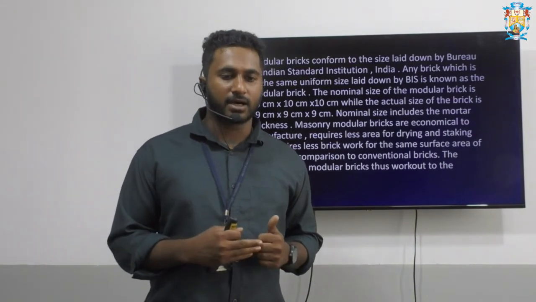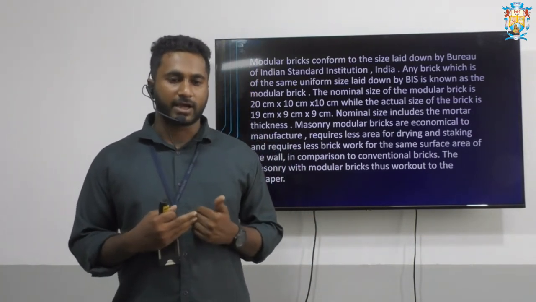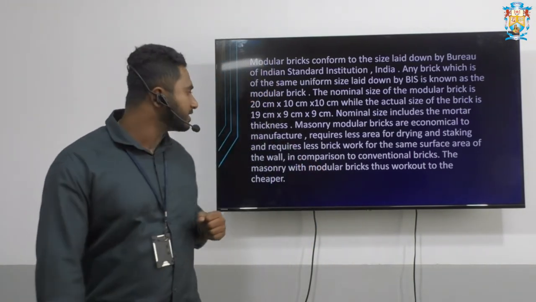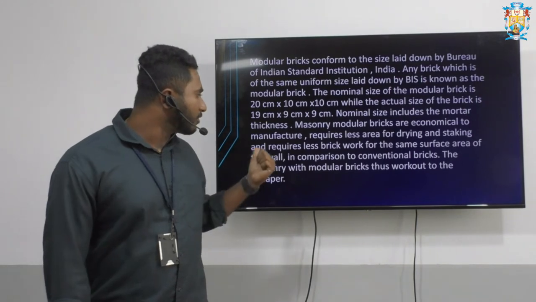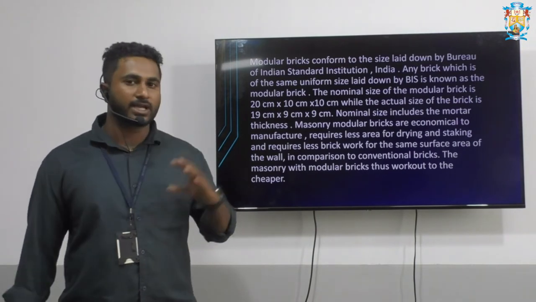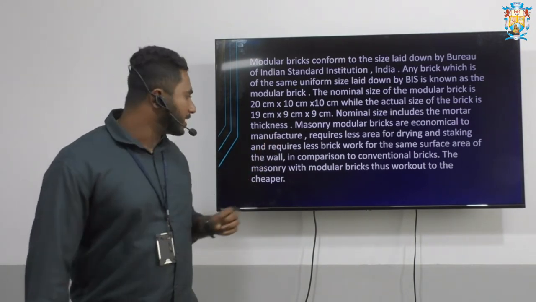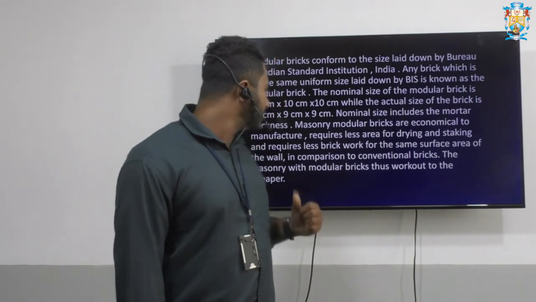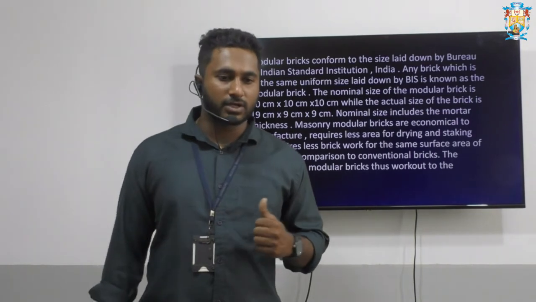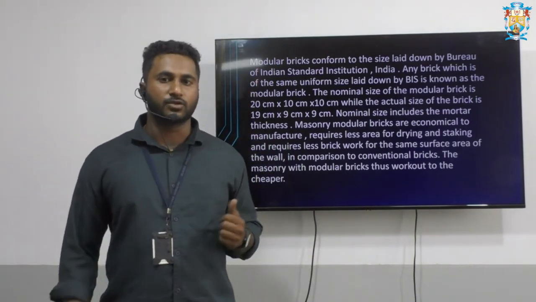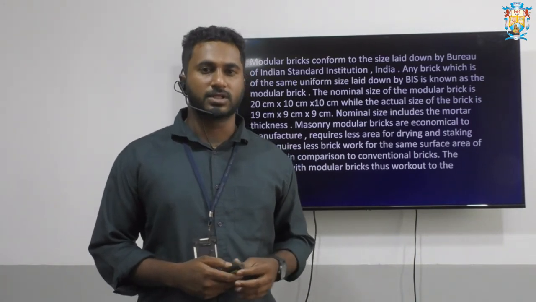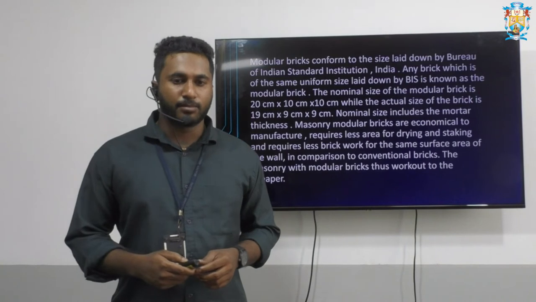Modular bricks are economical to the manufacturer, as they require less area for drying and stacking, and they require less brick work for the same surface area when compared to the traditional bricks. So in comparison to the conventional bricks, masonry with modular bricks will work out cheaper. So this is about the two main types of bricks.